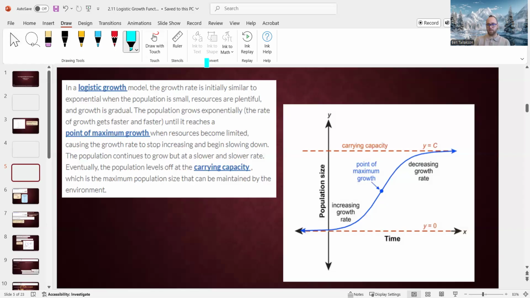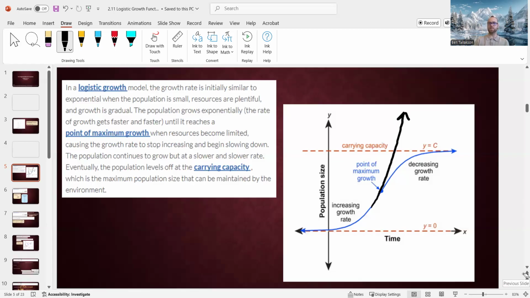Now, I know what you might be thinking. Wait a second, Mr. T, isn't this going up? Technically, yes, but is it going up equally as fast as it was prior to the point of max growth? And visually, at first, maybe kinda, but think about it. Exponential growth continues to go up, skyrocket forever, right? Wouldn't you say this blue line is slowing down? So that's exactly what's happening.